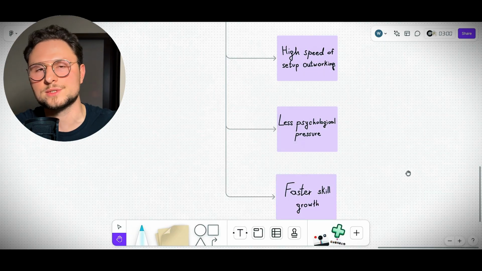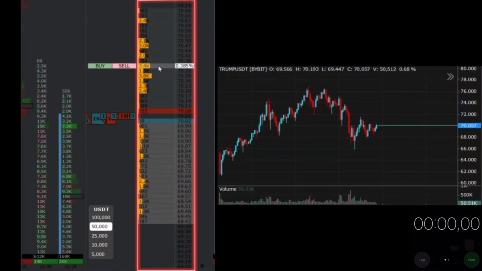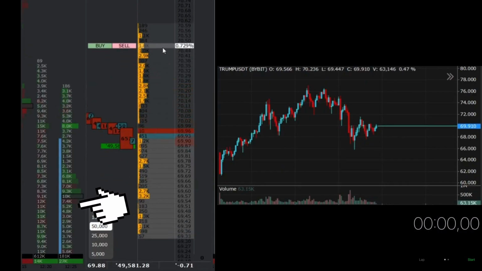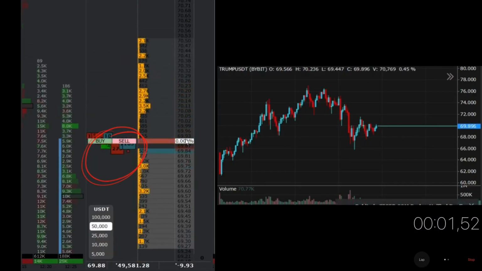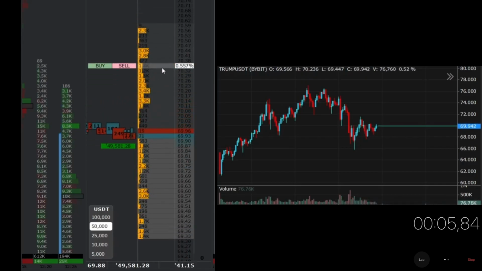Here are examples of trades. On the left side of your screen you can see the DOM, aka order book, of the coin Trump, and on the right side is a chart of that coin. By seeing footprints, aka clusters, for the last 10 minutes and big activity from the buyer side, I understood that currently buyers are much stronger and the price will go up.